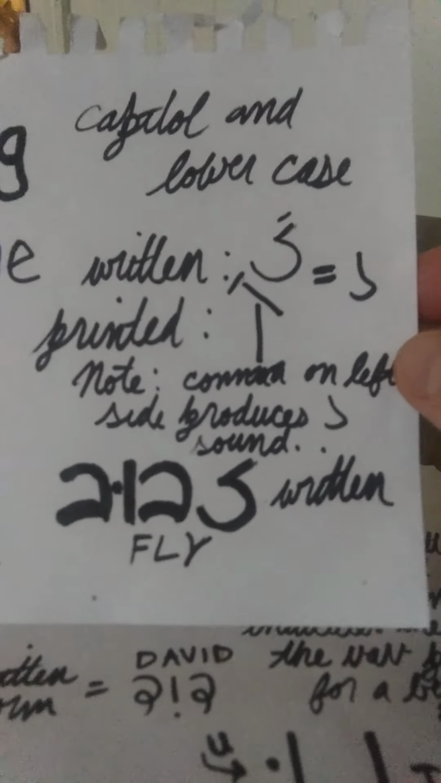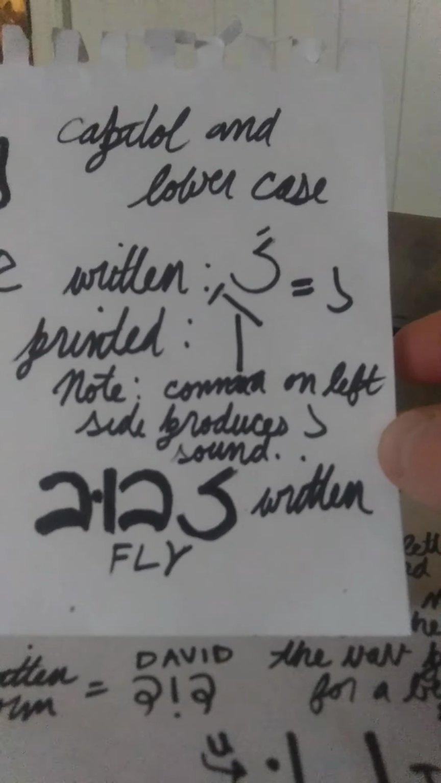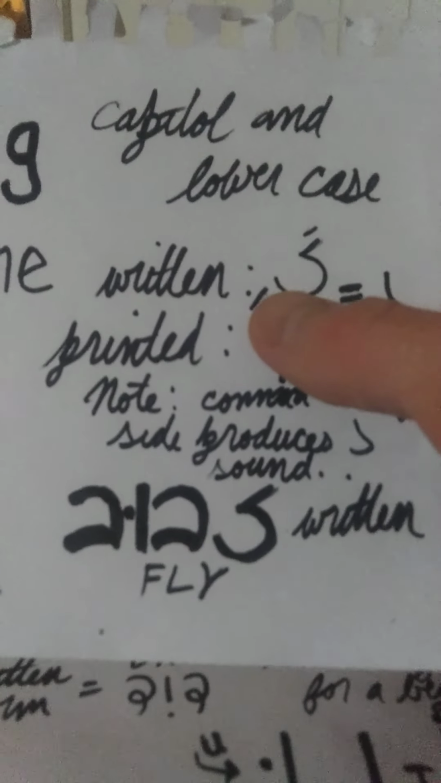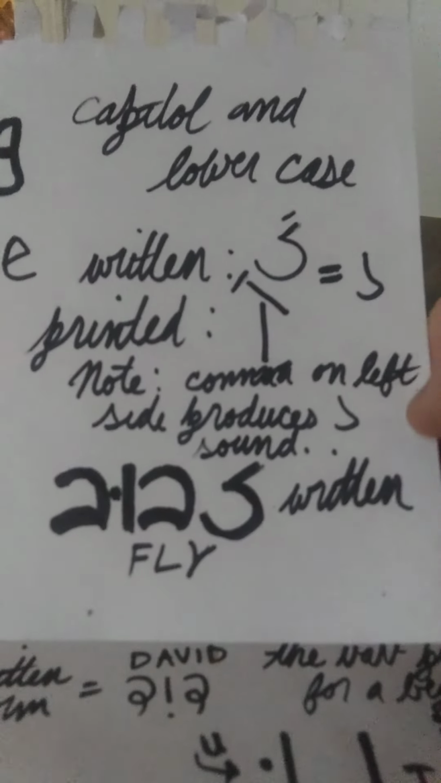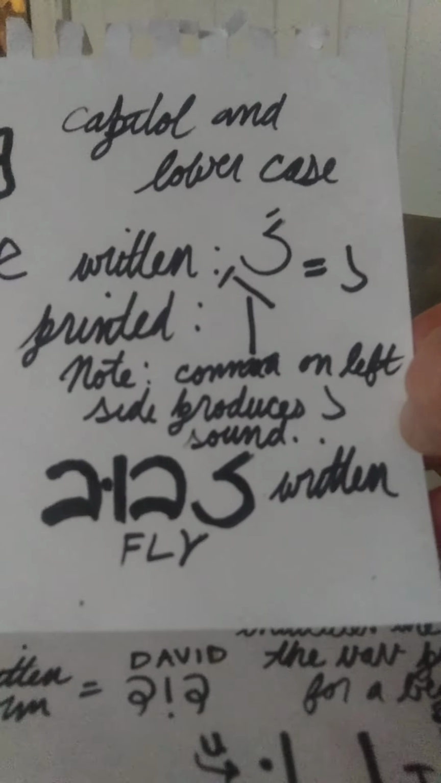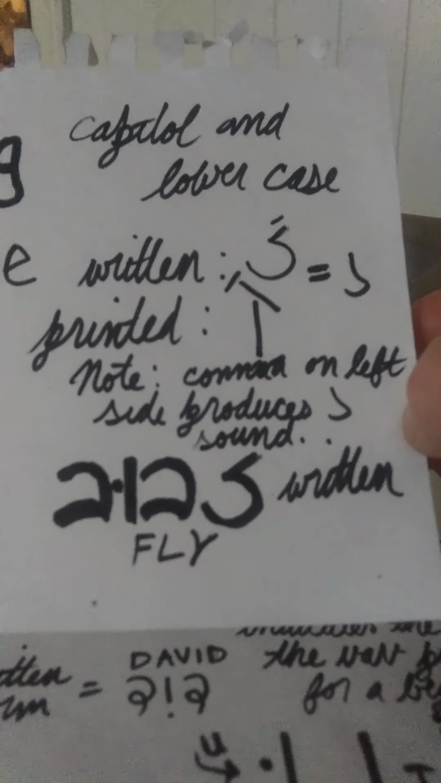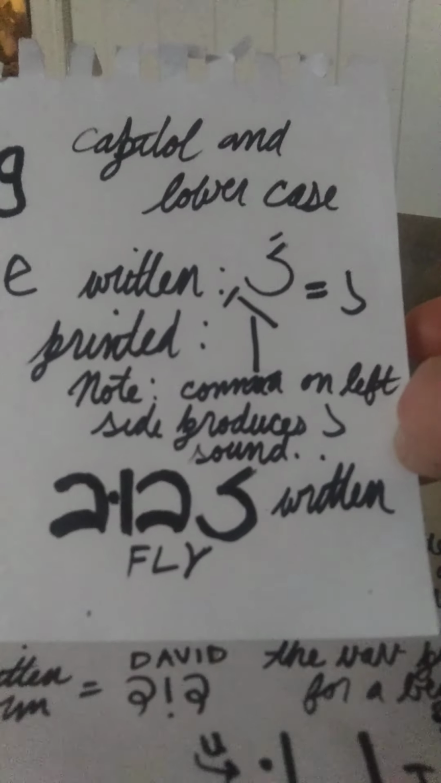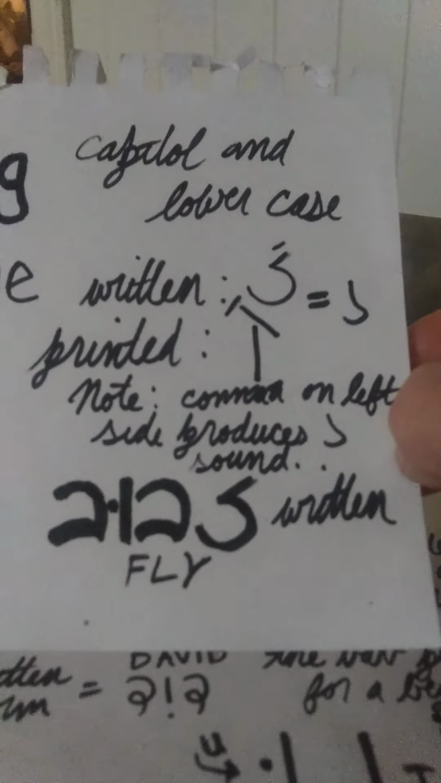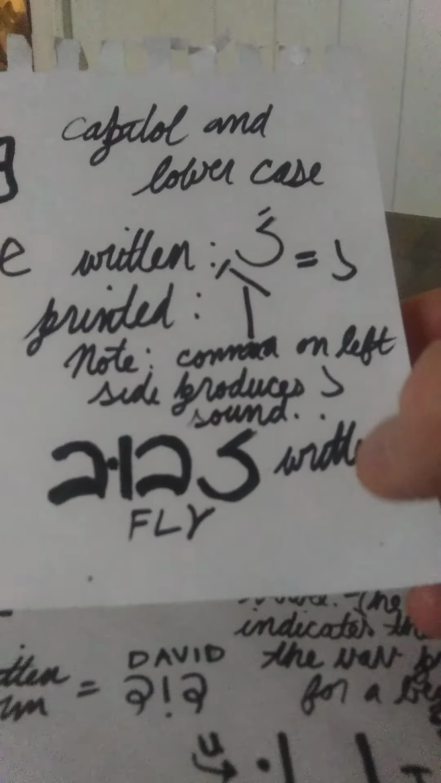So, let's see what we're dealing with here. There's another note. There's the comma on the left, which is right here. See that? Comma on the left side produces a J sound. Okay, so we have another letter that produces a J sound, like our Gimel can produce a J sound. If there's a comma, it can be a Gimel. This can also have a J sound. So we'll see where that comes in at some point.